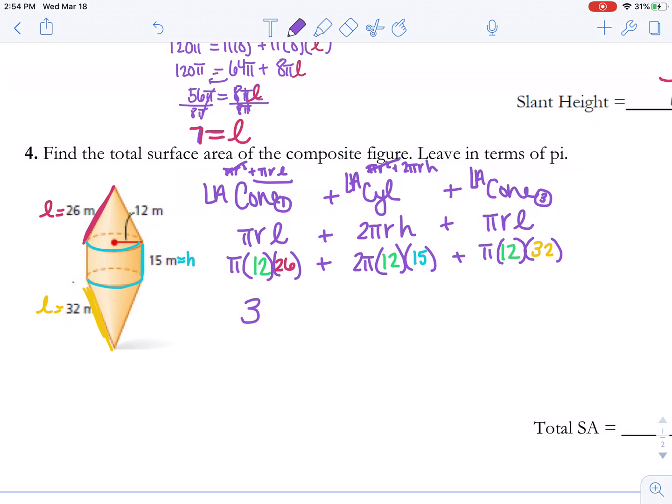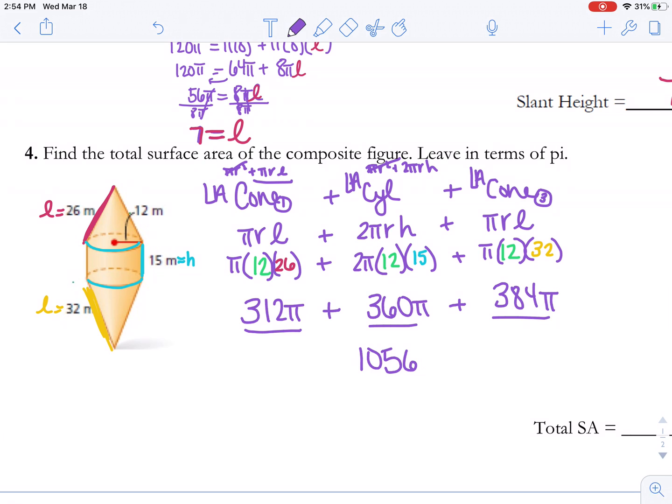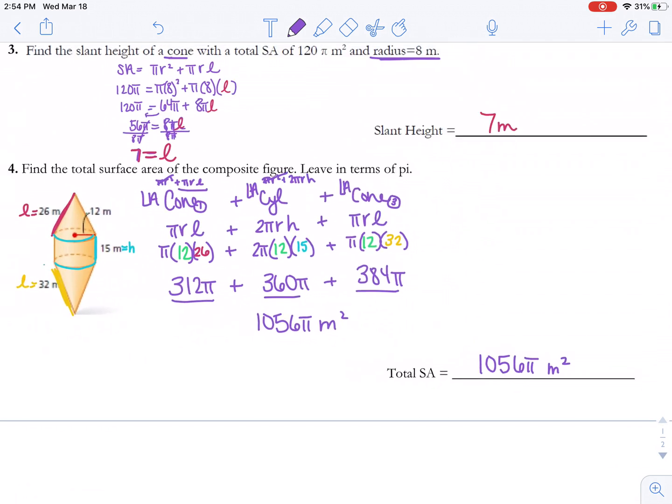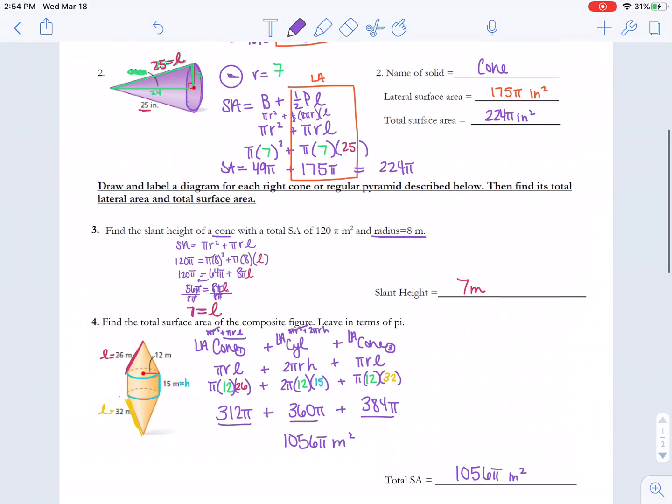So here 12 times 26 times pi is 312 pi. 2 times 12 times 15 is 360 pi. And then plus 384 pi, and then we just simply add them all together. Because they're all three like terms, we can combine them and get 1056 pi square meters. So our total surface area, 1056 pi square meters. All right, guys, hope that makes sense. Let us know if you have any questions.